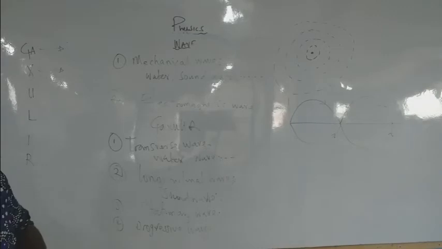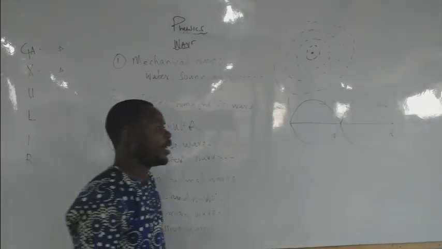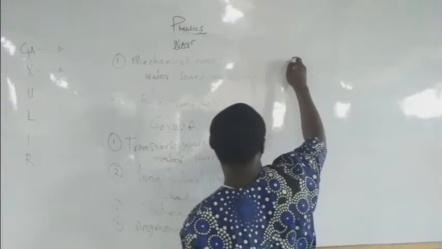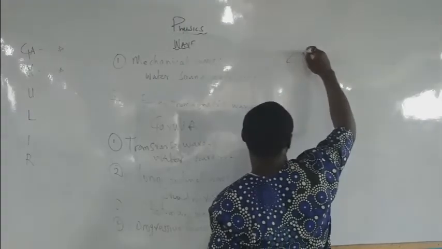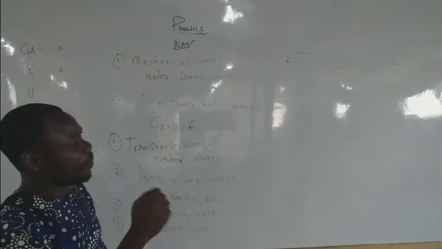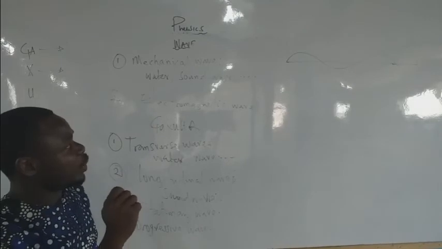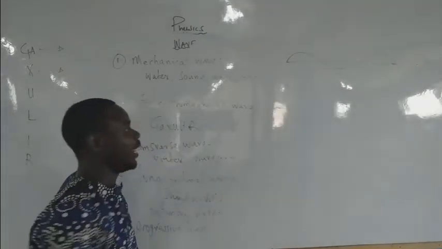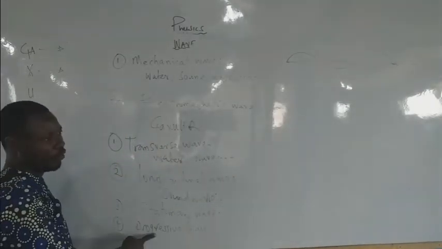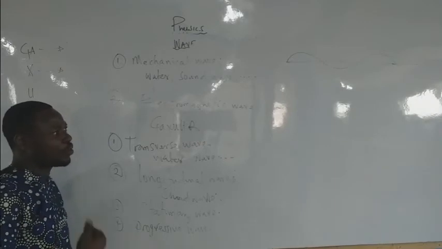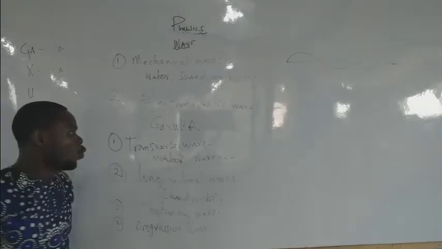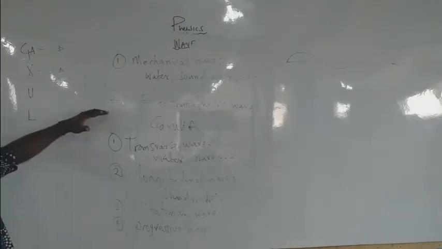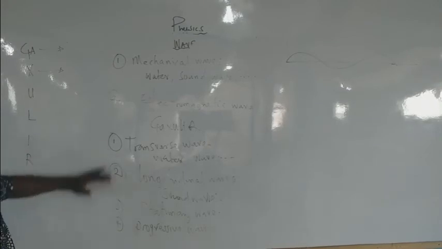Number four, progressive wave. What are progressive waves? Progressive waves are waves that are produced when the wave travels continuously. E.g., wave generated from a string tied at one end. So it will produce a kind of wave that will move for a long period of time. It's a wave that travels without an end. Another name is continuous wave. So these are examples of classes of wave.